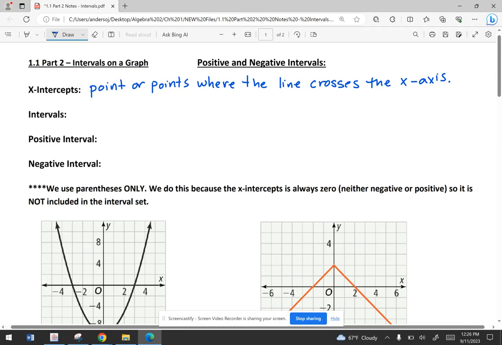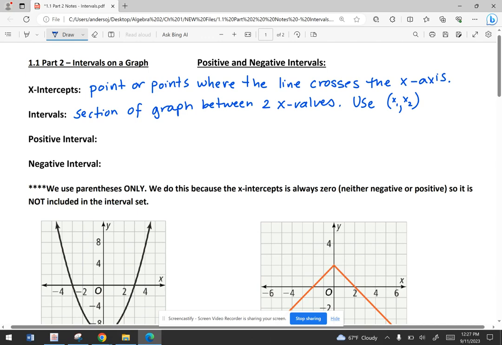So an interval is a section of the graph between two x values. Now, when we write this interval, we're going to use parentheses. We're going to use a set of parentheses to define what those two numbers are. So you'll have an x and another x, and that means the interval between those two x's. We're going to start this first part looking at positive and negative intervals.